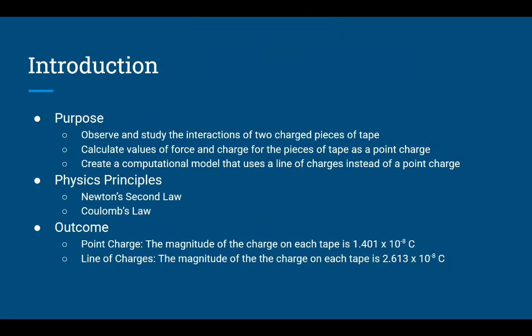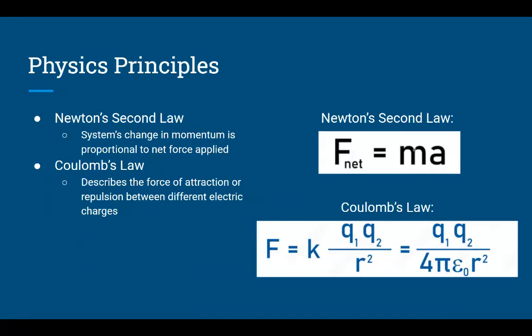So the introduction to this lab, the purpose of this lab was to observe and study the interactions of two charged pieces of tape, calculate the values of force and charge of the pieces of tape as a point charge, and then create a computational model that uses a line charge instead of a point charge. We have our physics principles, which are Newton's second law, Coulomb's law, and then our outcome is that the point charge, the magnitude of the charge, when we use that equation, is 1.4 times 10 to the negative 8 coulombs. And then when we use a line of charges, we find the magnitude of the charge in each tape is 2.613 times 10 to the negative 8 coulombs.